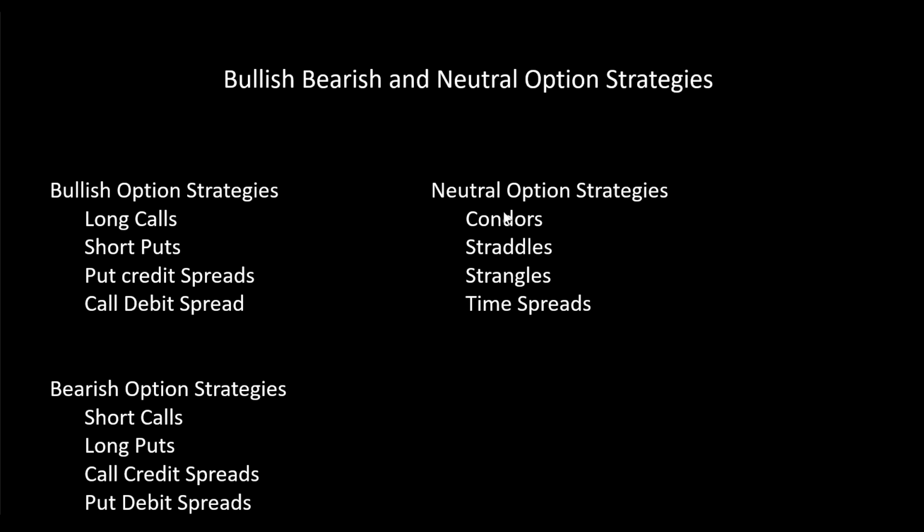What are the neutral option strategies? Condors. Condors don't care which way the market moves. Straddles and strangles don't care. Condors are looking for a stock to stay kind of in a tight range. They don't really want a big move. Straddles and strangles are looking for a big move. They don't care what direction, but they want it to move big one way or the other. And then time spreads are a neutral strategy. This is done over earnings. We don't care which way the stock moves after earnings. We just want it to move within a relatively tight percentage up or down.